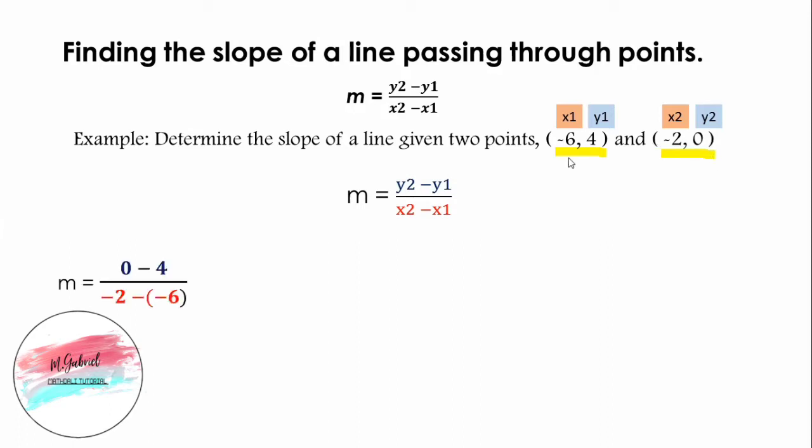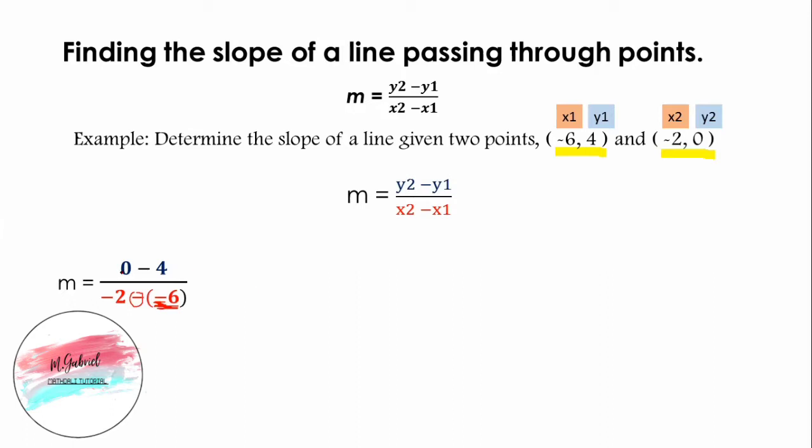Okay, so now let us substitute the given values to our formula. So as you can see, our y sub 2 is 0 minus our y sub 1 is 4, and over our x sub 2 is negative 2 minus our x sub 1 is negative 6. So, don't forget to put their sign. Yung 6 may negative pa siya. Diba? Ito, iba to dito. Kaya, input pa rin natin siya.